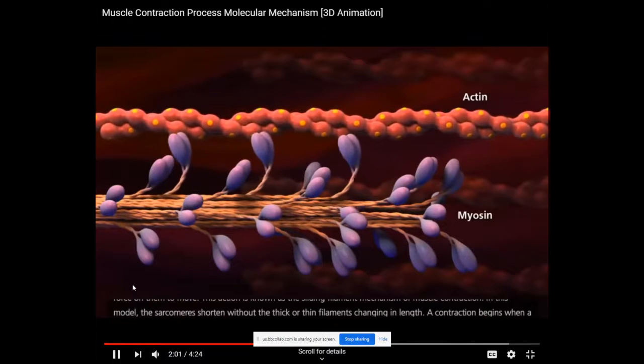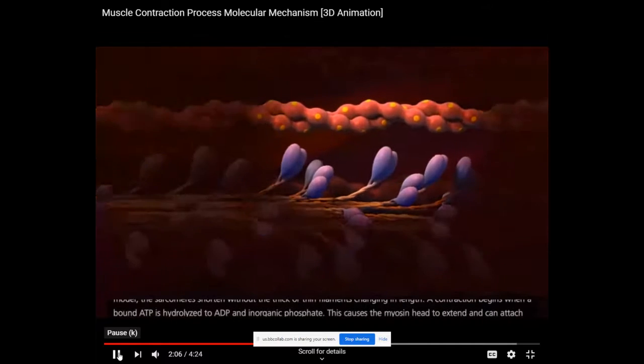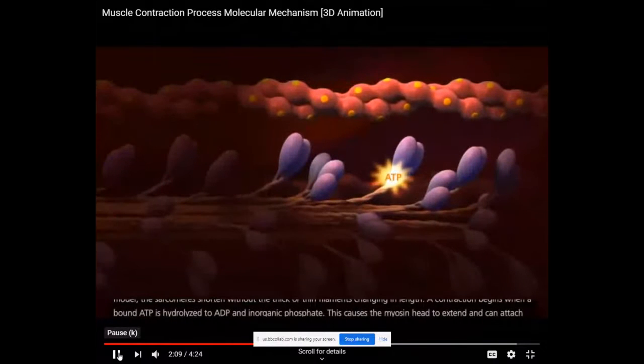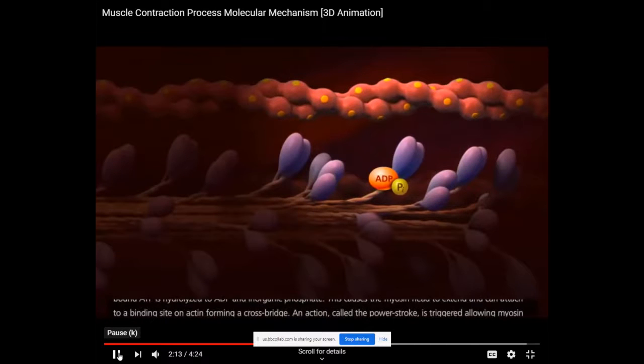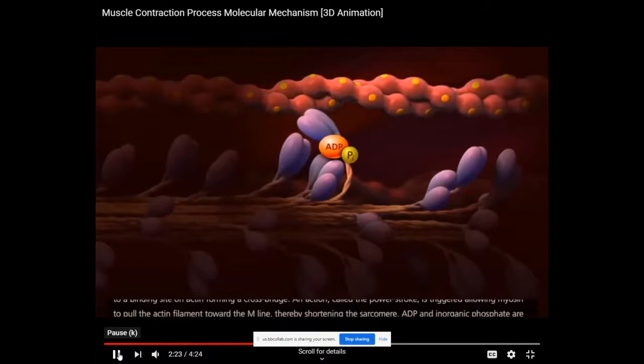Muscle contraction. In this model, the sarcomeres shorten without the thick or thin filaments changing in length. Contraction begins when a bound ATP is hydrolyzed to ADP and inorganic phosphate. This causes the myosin head to extend and attach to a binding site on actin, forming a cross bridge. An action called the power stroke is triggered, allowing myosin to pull the actin filament toward the M line, thereby shortening the sarcomere. ADP and inorganic phosphate are released during the power stroke.